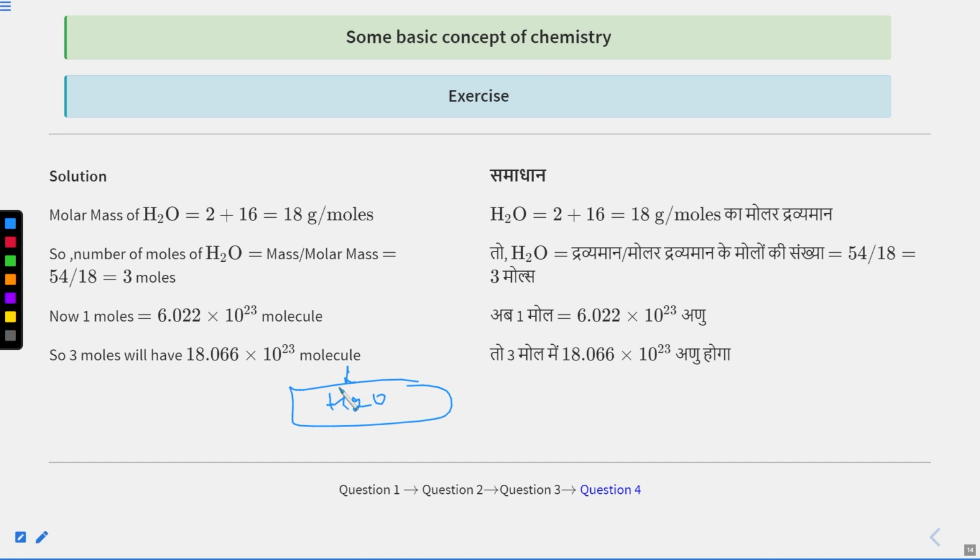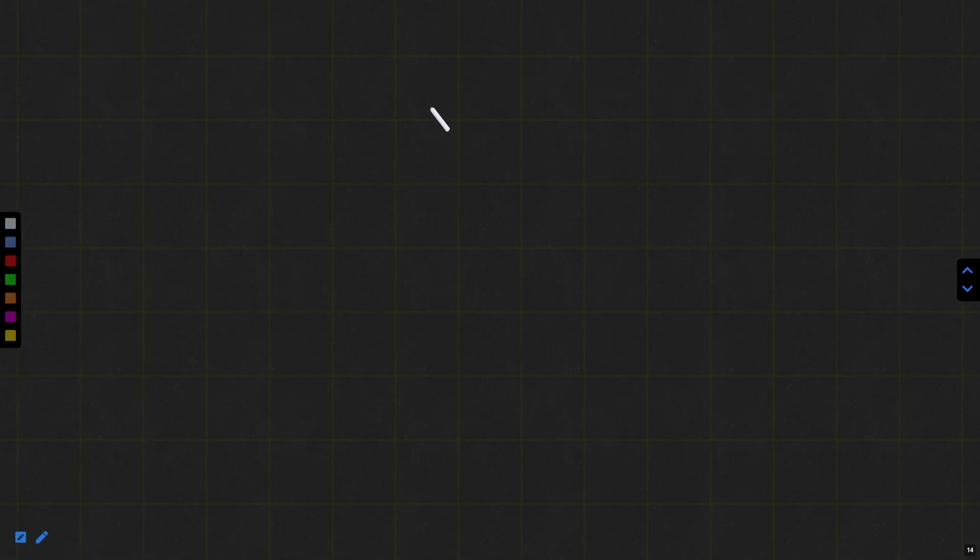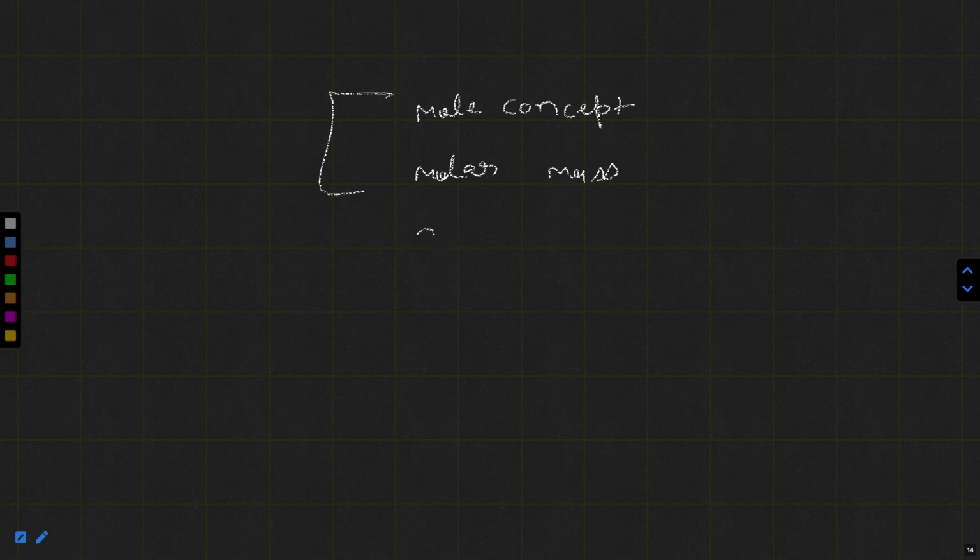So this is all about today's class. I hope you got the concept. Today we have covered in this class the mole concept. Let's quickly recall the concept. Molar mass and some basic questions.